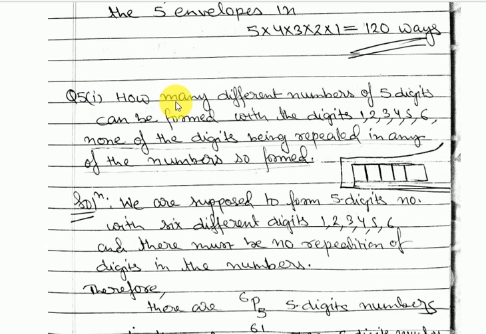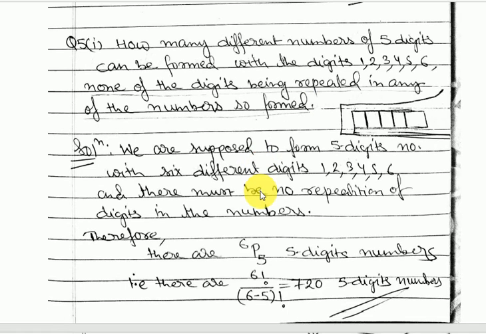Question number 5.1. How many different numbers of 5 digits can be formed with the digits 1, 2, 3, 4, 5, 6, none of the digits being repeated in any of the numbers so formed? Here we have 6 digits, and using these 6 digits we have to make a 5-digit number, with no repetition of any digits in those numbers. Let's see how we can do that. Here we can directly use the permutation formula.